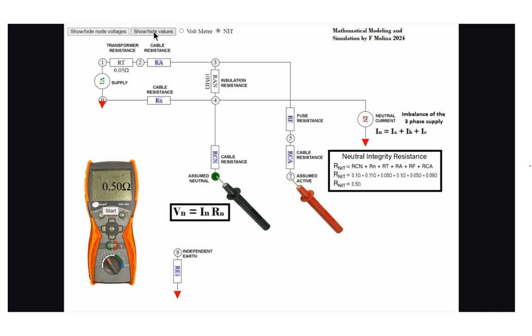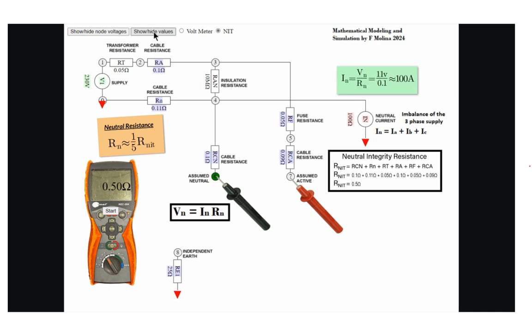2. Estimating neutral resistance. We can approximate the neutral resistance to be roughly 1/5 of the neutral integrity test value, which gives us 0.1 ohms. Calculating neutral current using the neutral voltage, Vn, and neutral resistance, Rn: neutral current equals Vn divided by Rn equals 11 volts divided by 0.1 ohms equals 100 amps.